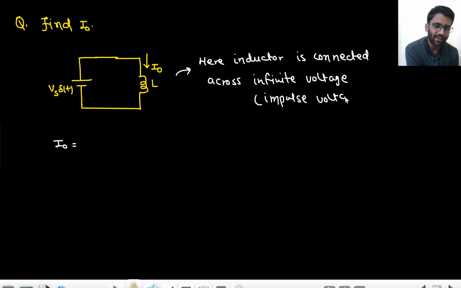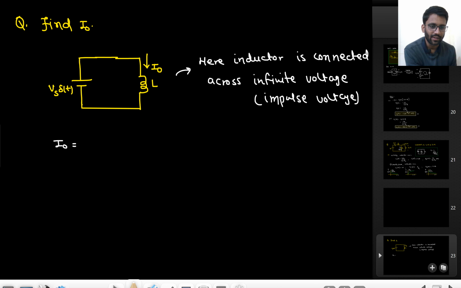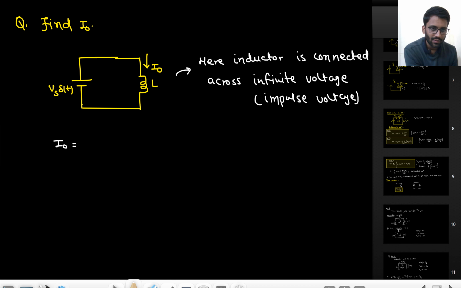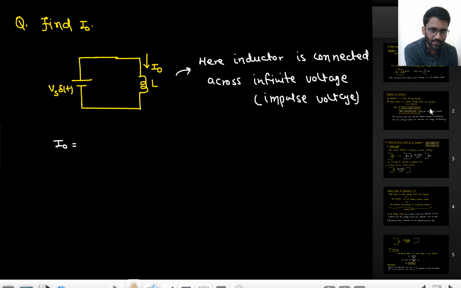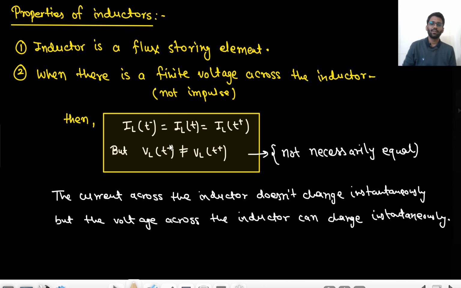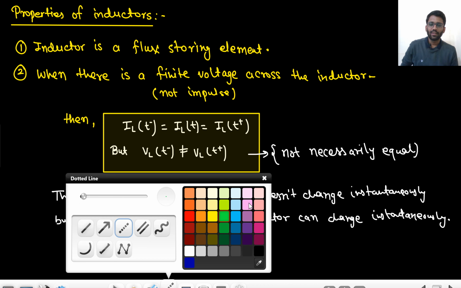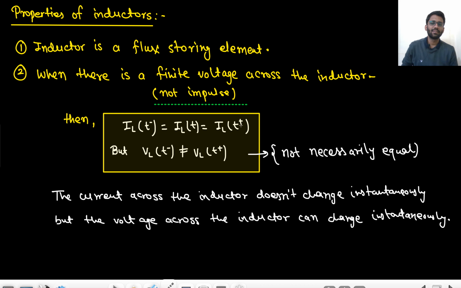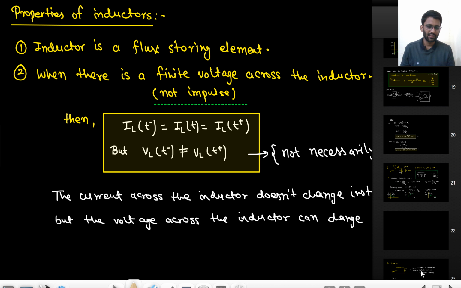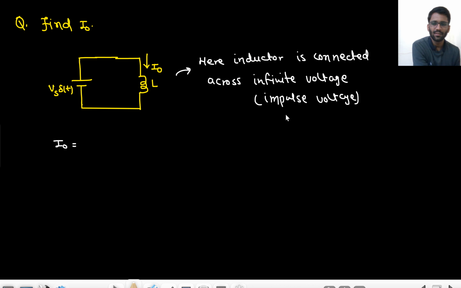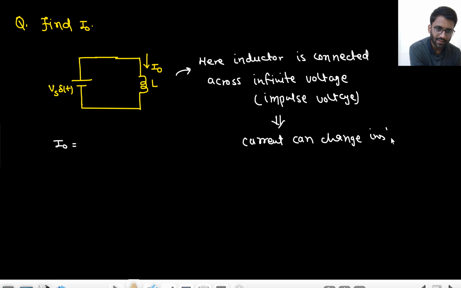And while writing the properties of inductor, what did we see? There was an important point. What was that important point? There should be a finite voltage, and the voltage should not be impulsive. Now the voltage is impulsive, so this will not be valid. So current can change instantaneously.